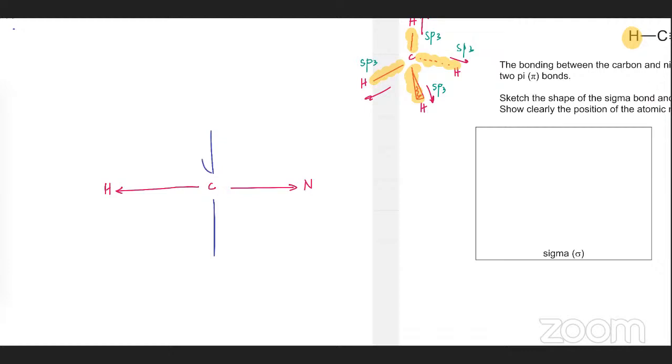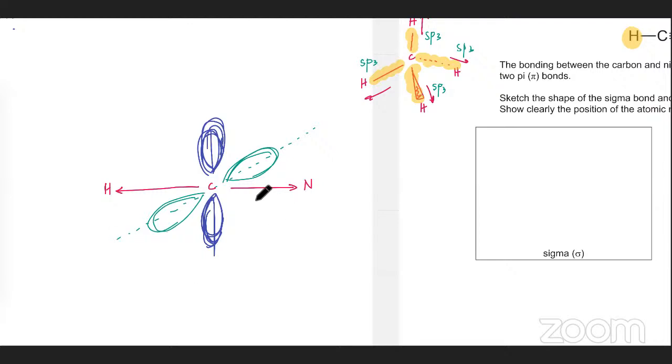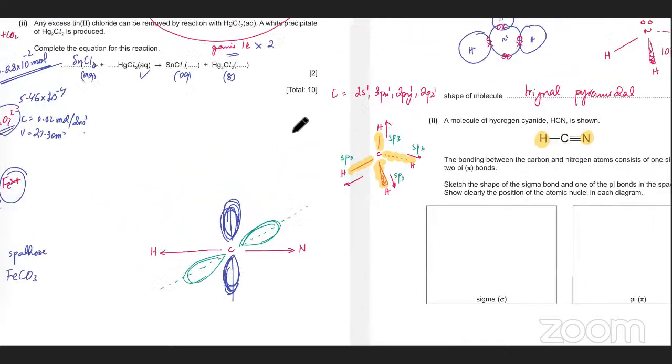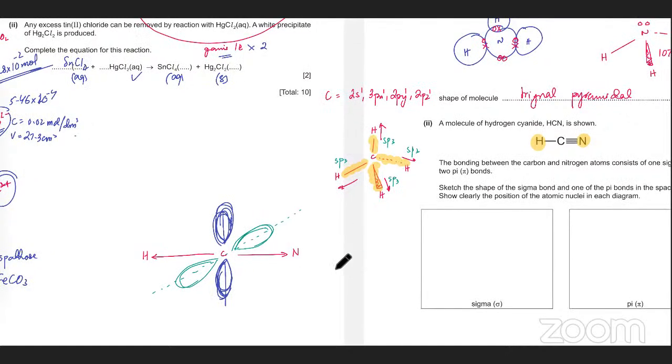One of them would be on the y-axis. It's going to be a p orbital. And the other one would be on the z-axis. So that's going to be our z orbital. So this is what a carbon atom would look like. Out of the 4 electrons, 2 of the electrons got pulled in different directions.